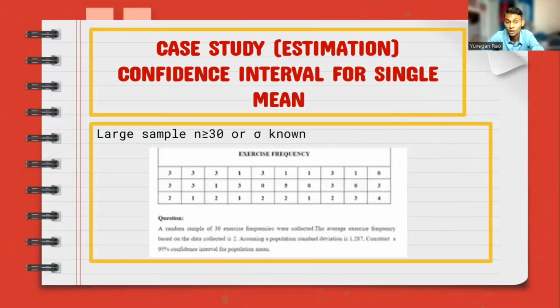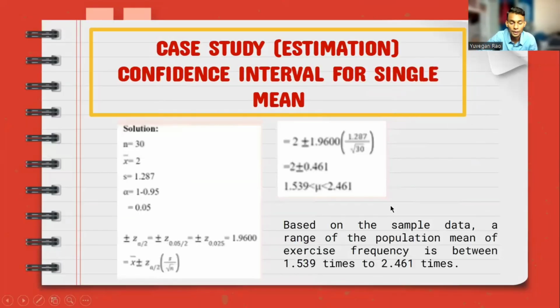Case study for estimation, confidence interval for single mean. As you can see on the screen, doctor, this is the data collected for a large sample, where n is more than or equal to 30 and deviation is known. As you can see, this is the table and the question. So this will be the solution where we have collected all the data.